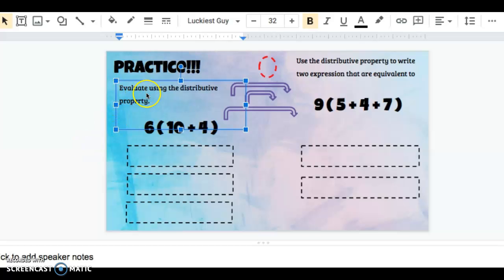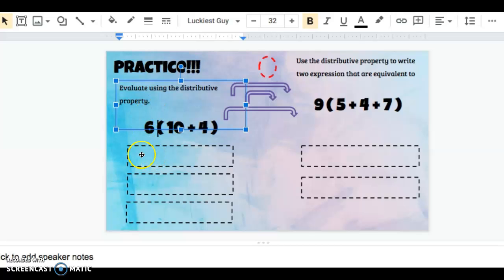All right, so it says evaluate using the distributive property. 6 parentheses 10 plus 4. And that's the same thing as saying 6, and there's an invisible multiplication sign in between the 6 and the parentheses, or any number in a set of parentheses. There's an invisible multiplication sign there. But that's a known fact for math. So that's like saying 6 times parentheses 10 plus 4.